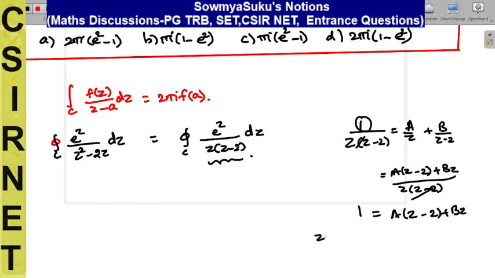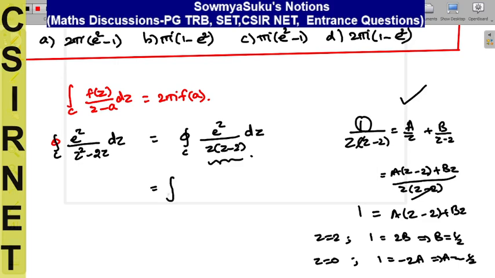First I am putting z is equal to 2, so that 1 equal to 2B implies B equal to 1 by 2. Let's put z is equal to 0, 1 equal to minus 2A. This implies A equal to minus 1 by 2. So this will be split using this, okay? Integral over C e power z. What is the value of A? A here is minus 1 by 2. So minus 1 by 2 into dz, divided by z, A by z.